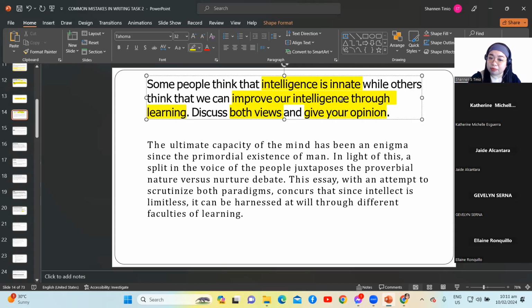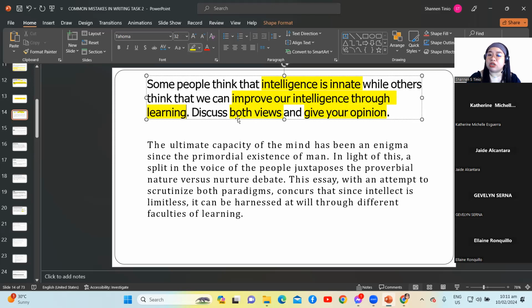Ibig sabihin, if your parents have high IQ, most likely, you will also have. But then again, may isa pang opposing fact here, opposing opinion, which says, ang intelligence lang daw ay nahahasa.